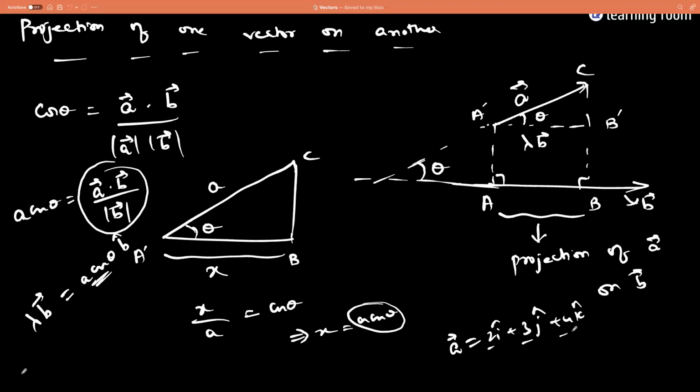Sir, so for A vector in this case, 2i cap is the component of A vector along x-axis, whereas 2 is the projection of A along x-axis. That's right.